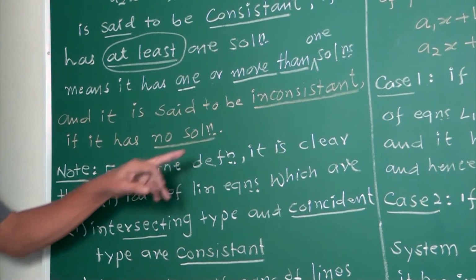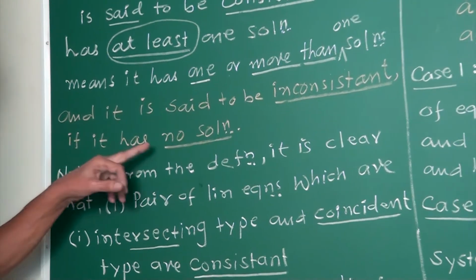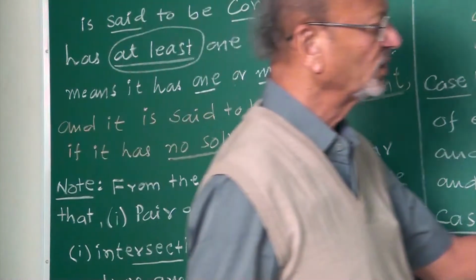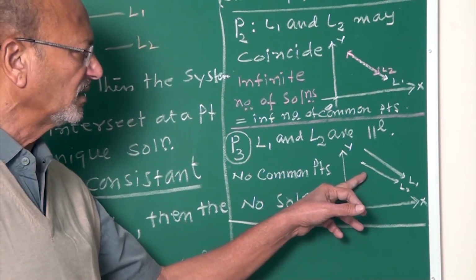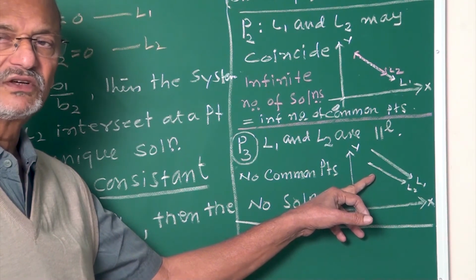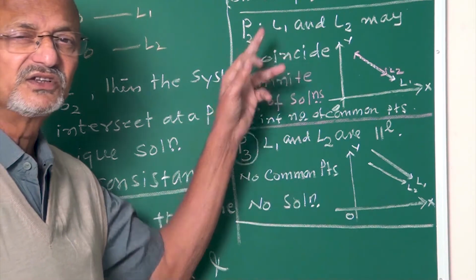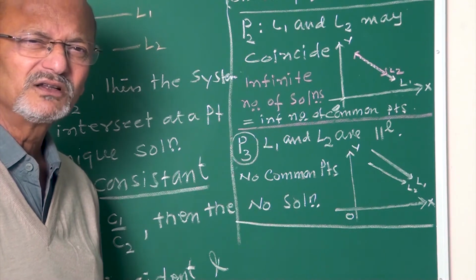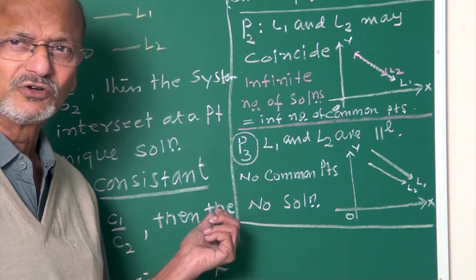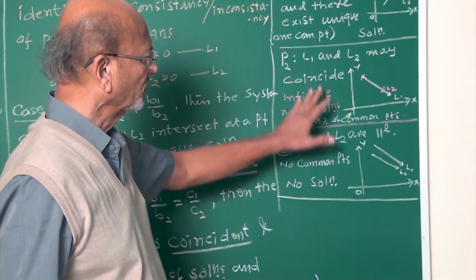Next, the system is said to be inconsistent if it has no solution. No solution means the system is parallel. So if the system is parallel, the system of linear equations is said to be inconsistent. Consistent means the equations are correct; inconsistent means the equations are not correct, they are wrong equations. Understood? Yes, my friends.